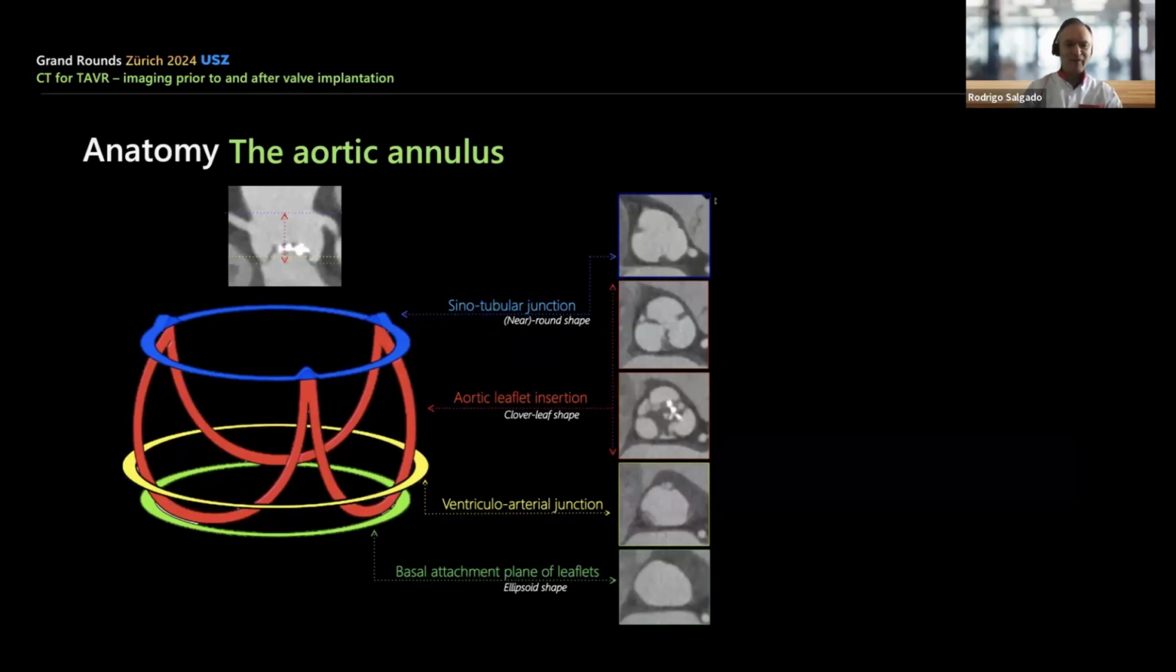Looking more in detail at the aortic sinus, you can see here that the aortic leaflets extend from the sinotubular junction to the LVOT crossing. You can see that the cross-sectional morphology of the aortic sinus varies depending on the level that you are at. At the level of the sinotubular junction, it's mostly a circle. But when you go down, this circle becomes more triangular, more clover-leaf shaped. And at the basal attachment plane of the leaflet, the so-called aortic annulus, very often, in my experience nearly always, it isn't a circle, but an ellipsoid shape, an oval shape.